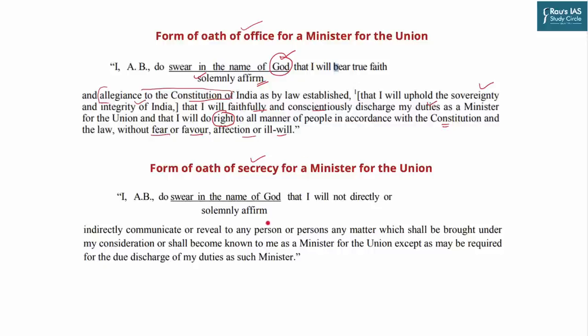The second thing, that is the oath of secrecy of a minister for the union or for the state, says that they will not directly or indirectly reveal or communicate to any person any matter that shall be brought under their consideration or become known to that minister, except as may be required for the due discharge of his or her duties as a minister. Let's say that particular minister is required to speak in the parliament on the questions raised by members of parliament. As a minister, he or she has to speak out on the functioning of the office, otherwise he or she has to keep up the secrecy. So this is the basic difference. The first one talks about their duties, the second one talks about their secrecy.